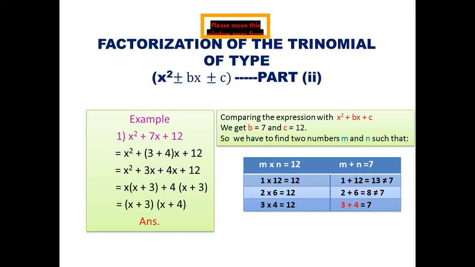Now we have to take this x plus 3 common, here x plus 3. And now what is remaining here? Here is remaining x, and here is remaining plus 4. And these two are the required factors of this question. Like this we have to do other questions also. Let's move to another example.